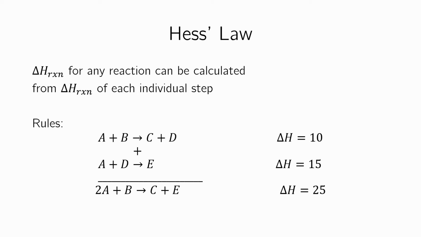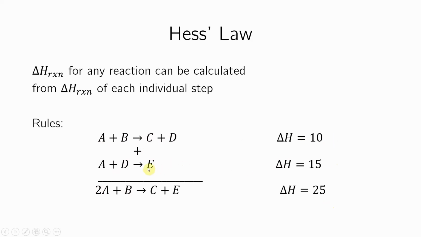So if I have 10 for the top reaction and 15 for the bottom reaction, if I were to add them up, well, A plus A is 2A, B comes down here, D can go down here, but I have a D on the other side, so they'll cancel out, just like in math. C goes down and E goes down, and so this is my net reaction when I add these two up, and if this is 10, this is 15, now this will be 25.